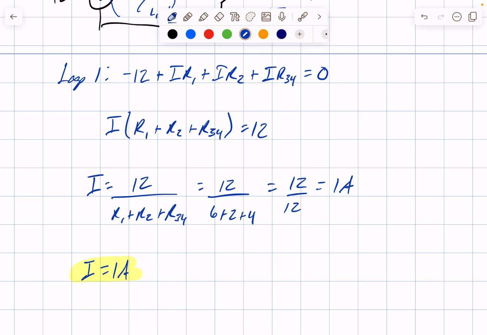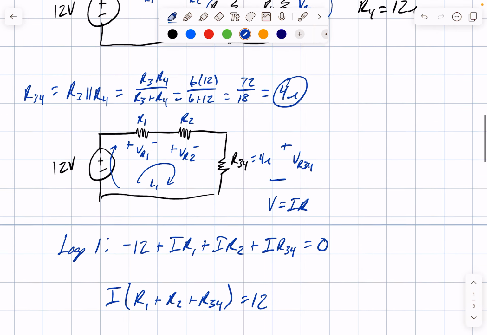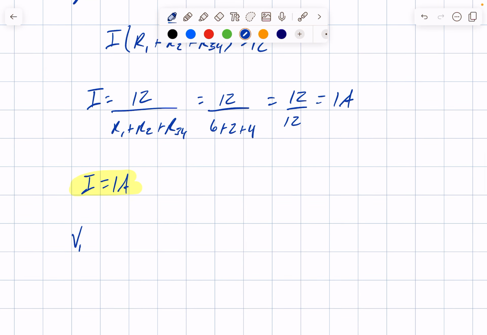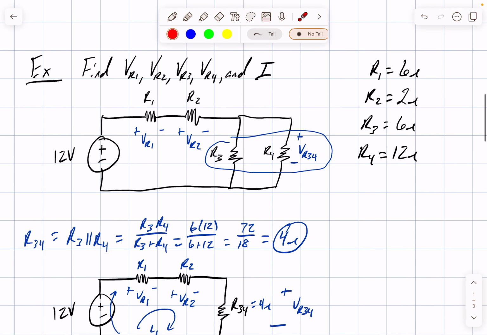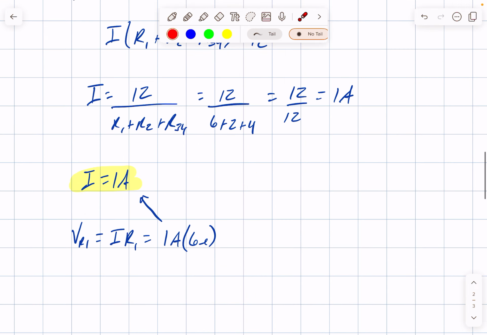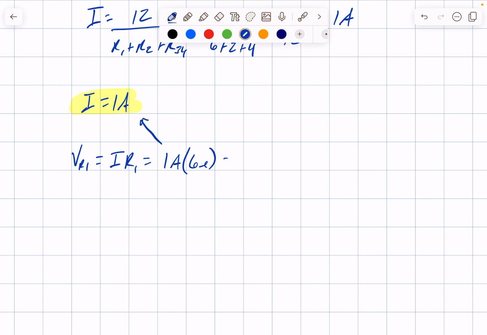And now, since we know the current throughout the whole circuit, we can find the voltage drop across each resistor. So going up here to VR1, we can find it: VR1 is equal to the current times R1, which is simply 1 amp as we calculated from here. And the resistance value of R1 is 6 ohms, which I got from right here, where we already listed the value. And so 1 times 6 is simply 6 volts, and that will be our voltage drop across resistor 1.